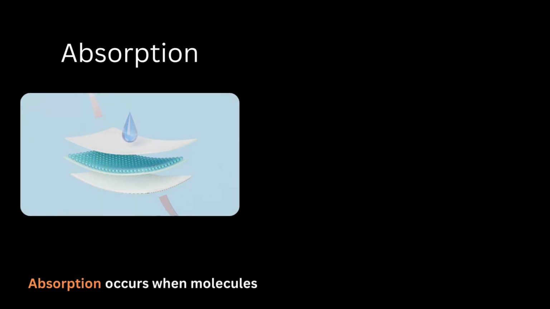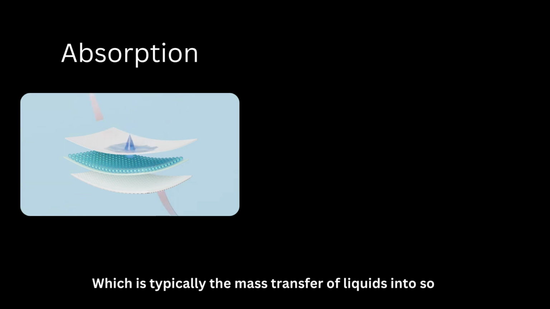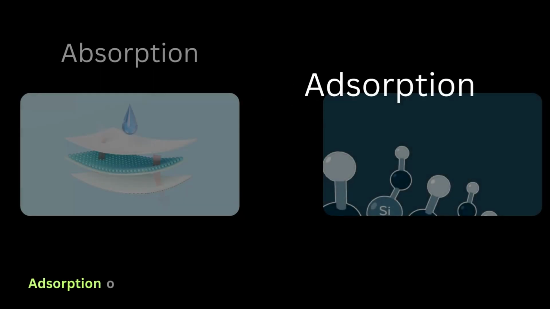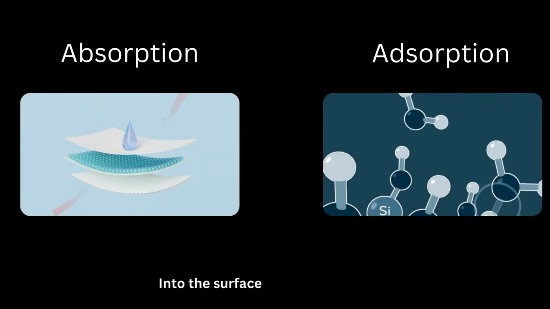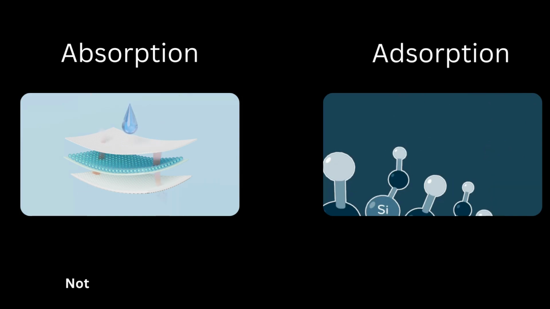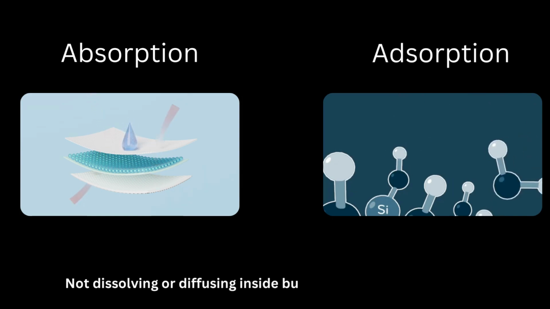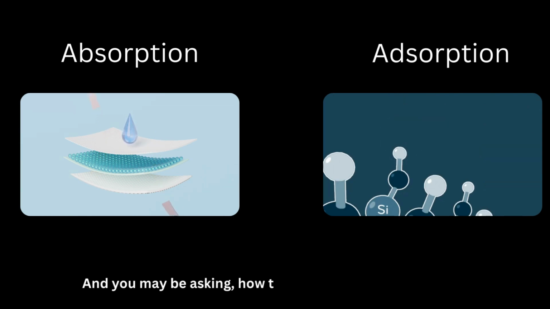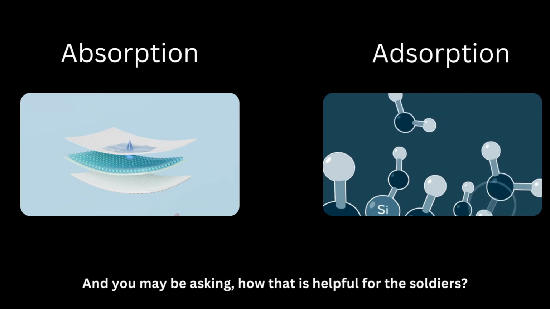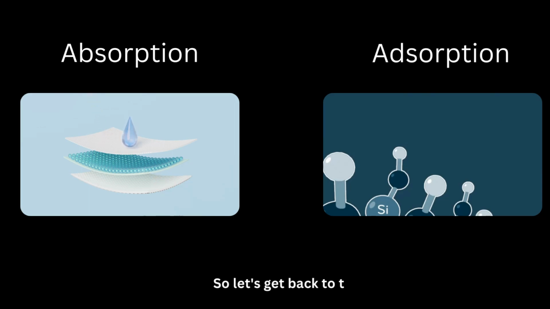Absorption occurs when molecules dissolve or diffuse into another material, which is typically the mass transfer of liquids into solids. Adsorption, on the other hand, is when molecules attach themselves to the surface of another material, not dissolving or diffusing inside, but just attaching to its surface. Now you may be asking how that is helpful for the soldiers, so let's get back to that.